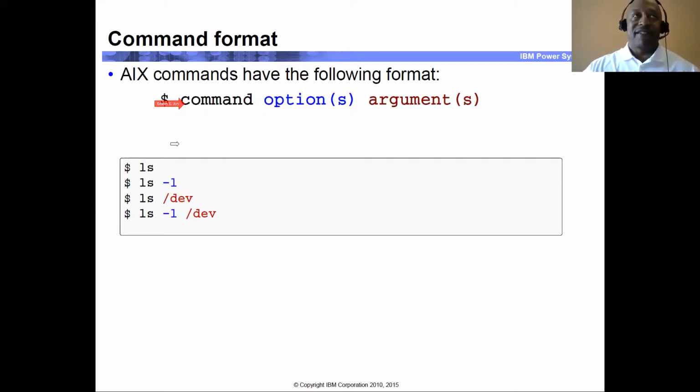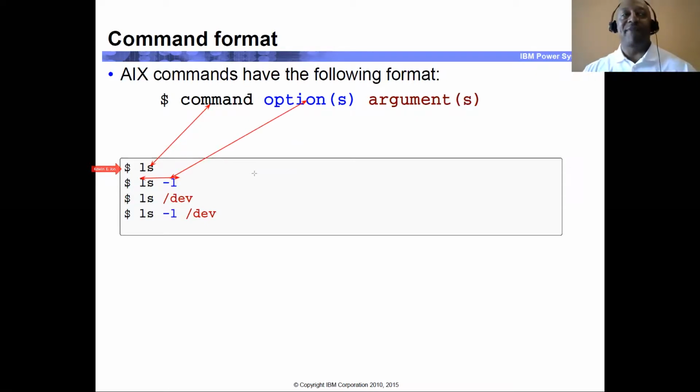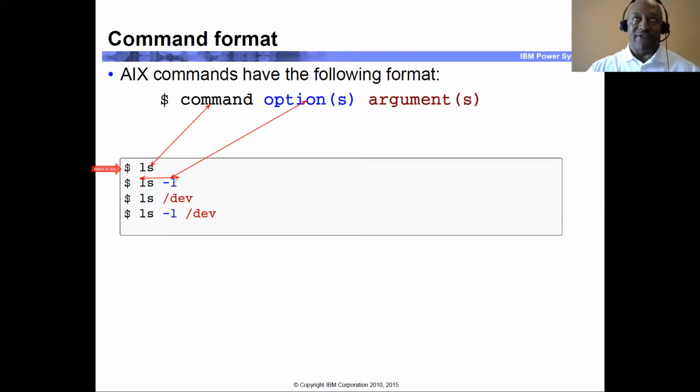For example, we have 4 different examples here. The ls command, in other words, the command without any options. We can draw a little arrow there, right? So this shows us the command without any options. The second example shows us the command with the -l option, a long listing of all the files in the current directory.